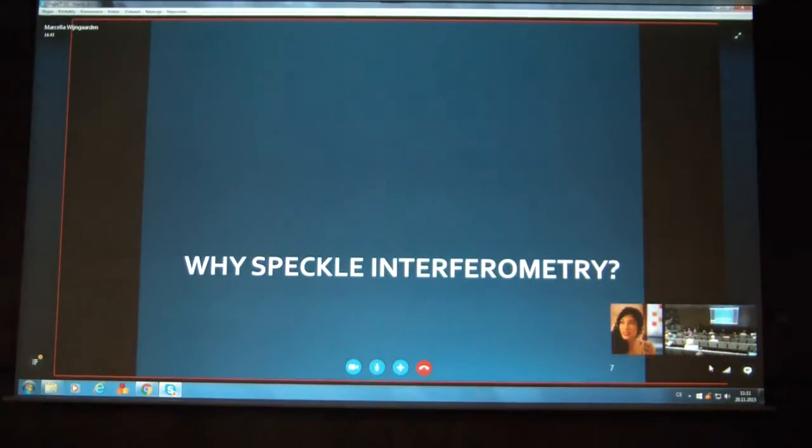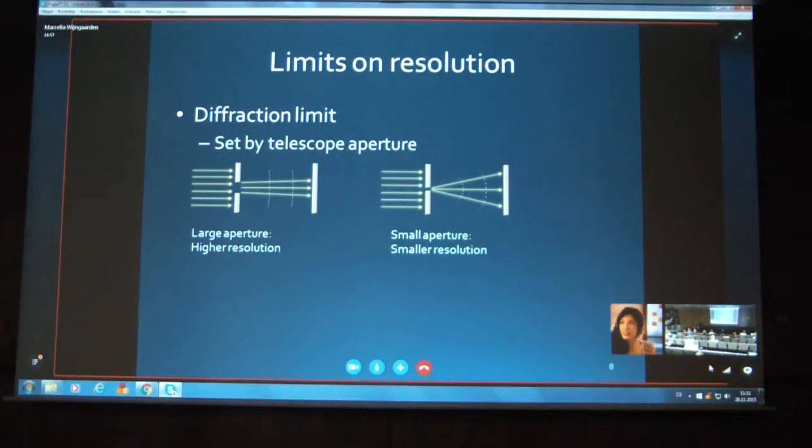So these were a few reasons why we should study binary star systems, and now let's talk a little bit about why speckle interferometry is a good technique to do this. And in order to do that, we need to talk a little bit about what limits the resolution of our telescopes. Because for binary star observations, you want to have the highest resolution possible, so you can distinguish the closest binary stars possible for your system.